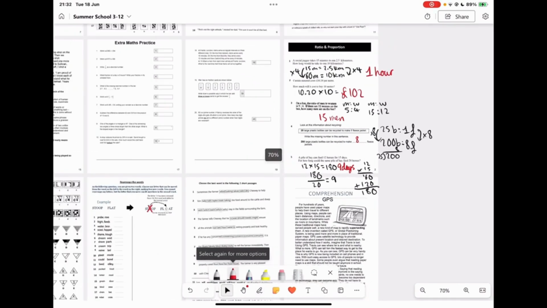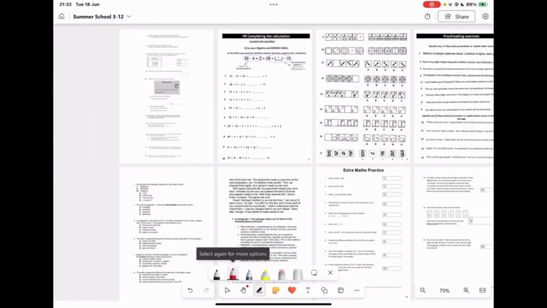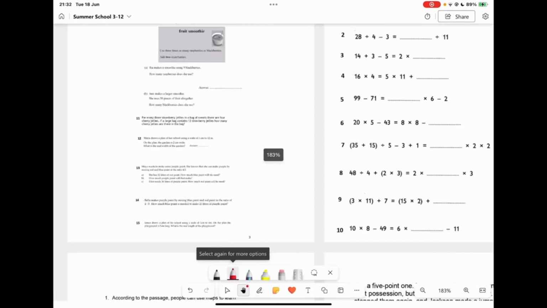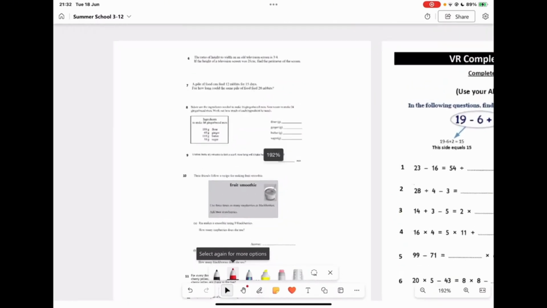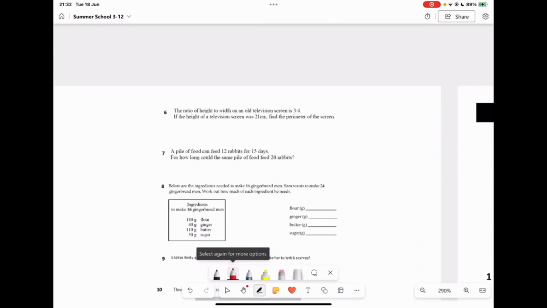Okay, now we move on to the next question, which, bear with me, because they aren't in order. It's here. Question 6. The ratio of height to width of an old television is 3 by 4. If the height of a television screen was 21 centimeters, find the perimeter.